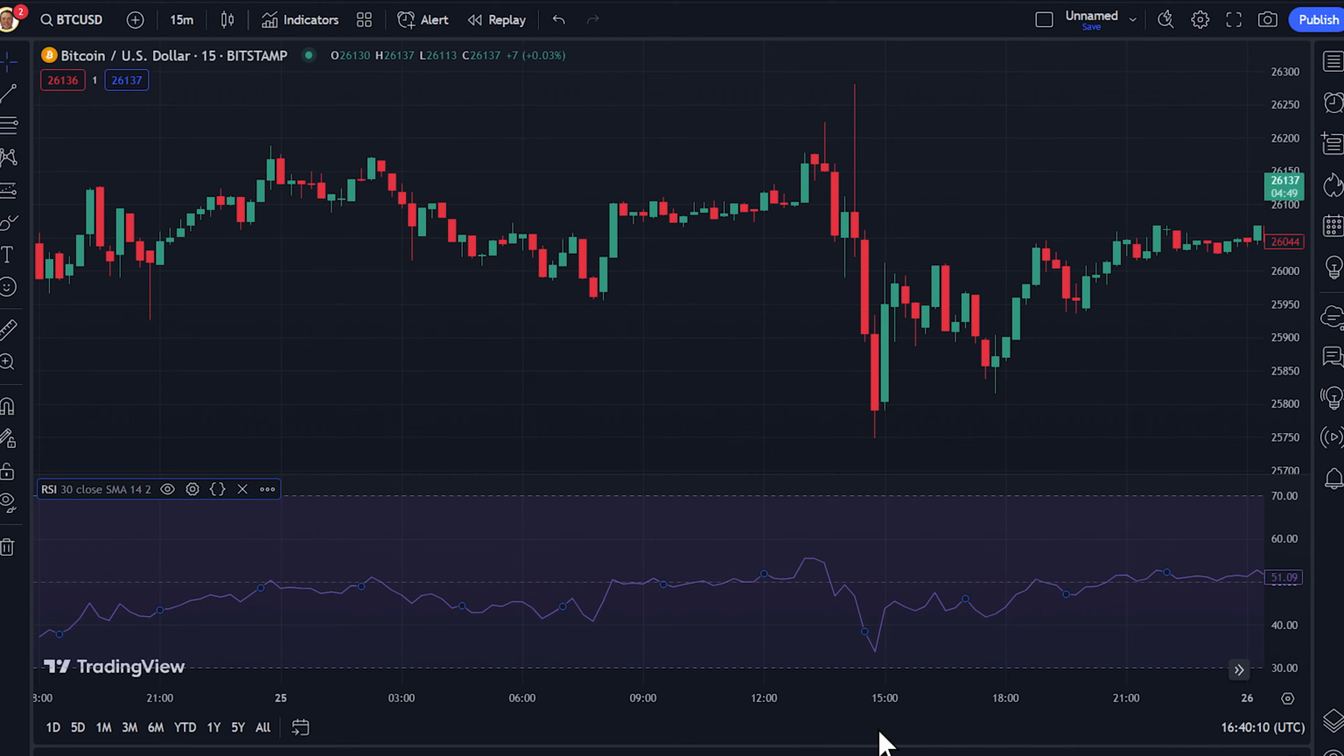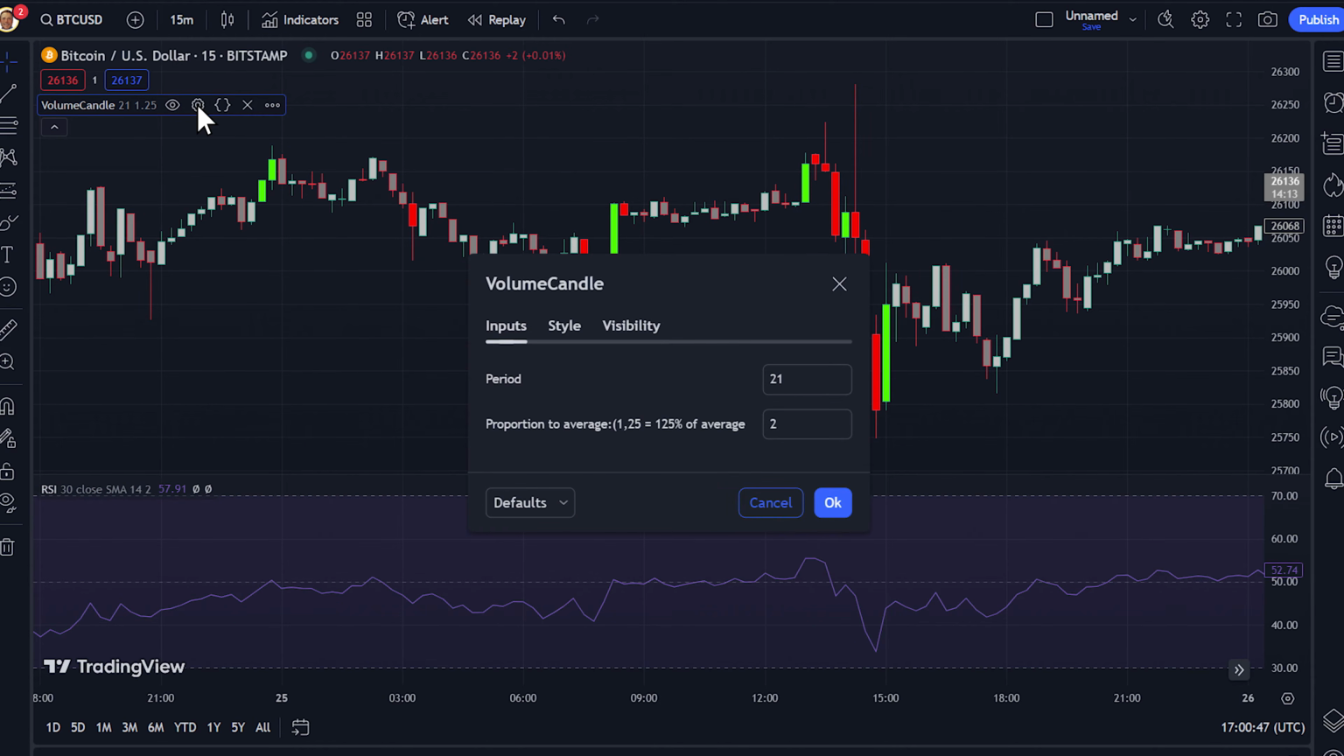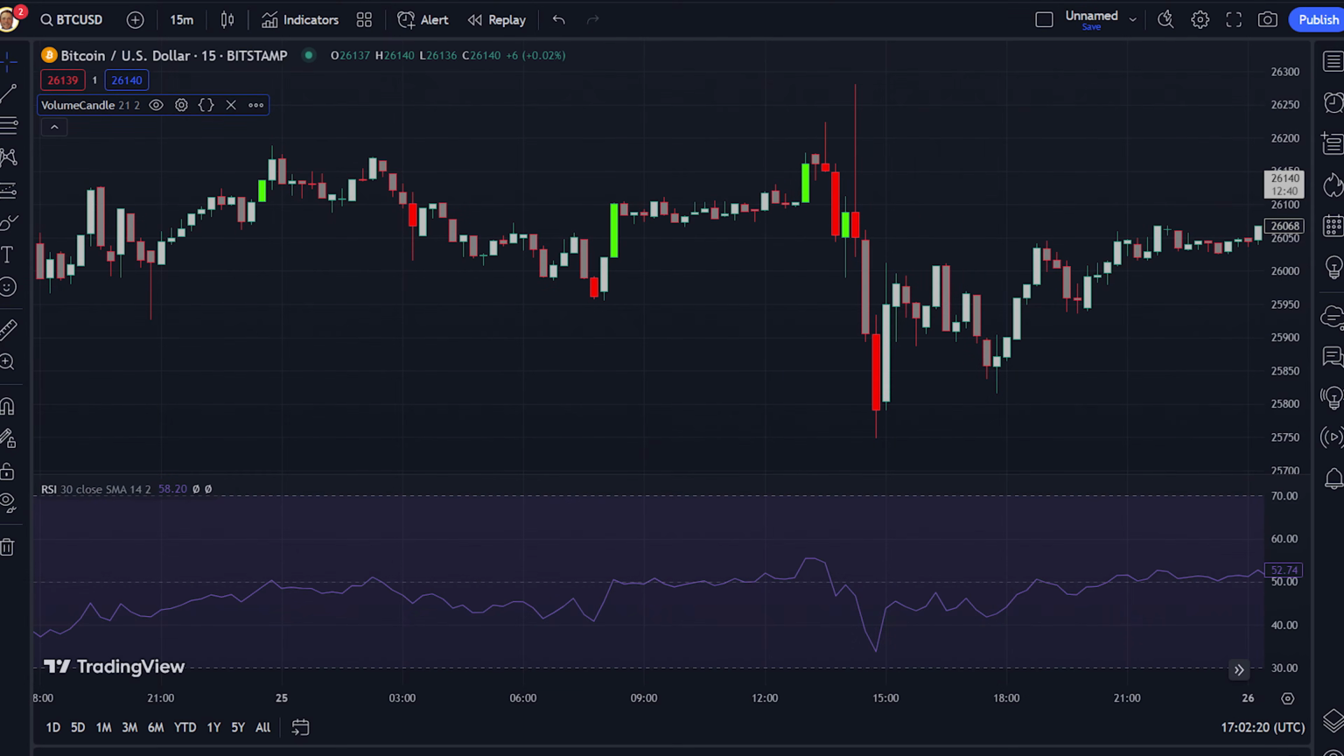Next, we want to add another indicator. Go to the Indicators tab and search for this indicator. Then change the settings so the period is set to 21 and the proportion is set to 2. This indicator will color our candles differently if there is a large amount of volume in the candle. In this example, the candle will be colored differently if the volume in that particular candle is 2 times the size of the average volume in the past 21 candles.